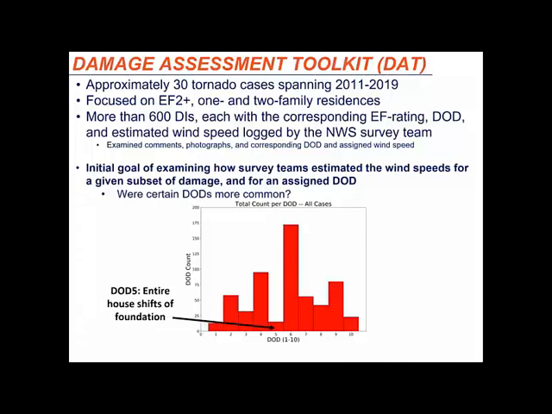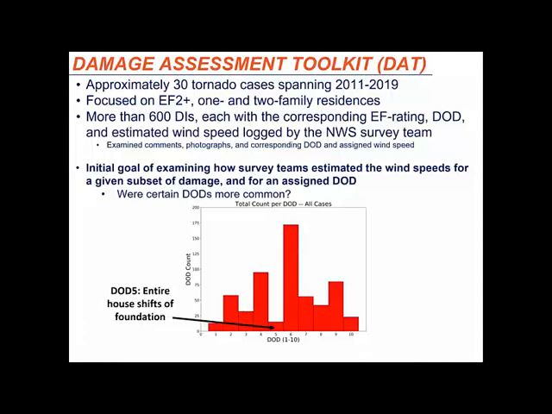The initial goal with all of this was to examine how individual survey teams, and different survey teams across the country for different tornadoes, might estimate wind speeds given a particular subset of damage and certain things they were seeing in the field, and what the common assigned DODs were. One question that we found kind of interesting was: are there certain DODs that are more common?